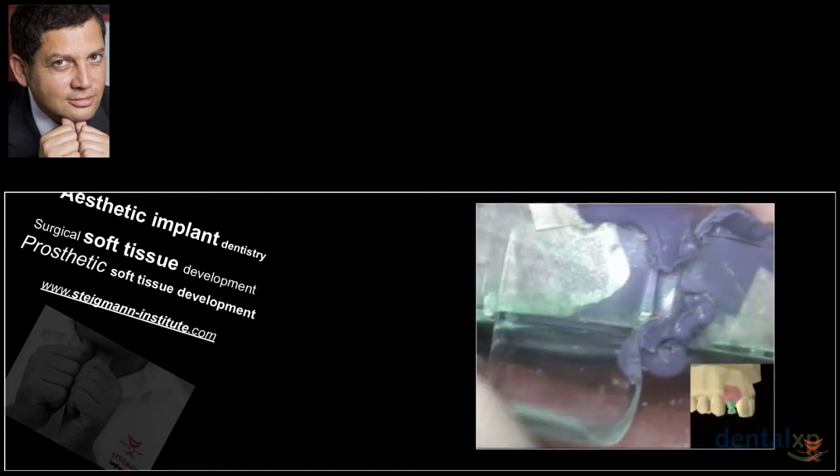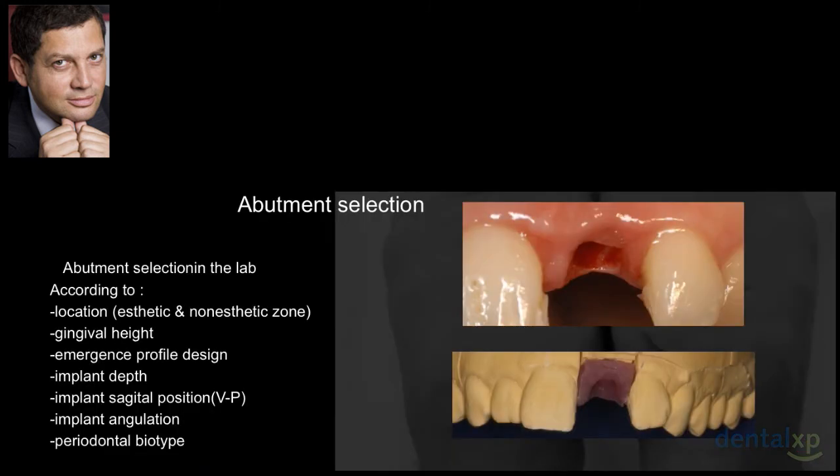Then after the impression is made, we can make our cast, which resembles the situation in the patient's mouth if we take adequate impression copings, which will have the same diameter as the healing abutment. The abutment selection is then made in the laboratory according to the location of the implant, if it's in the aesthetic zone or in the non-aesthetic zone.